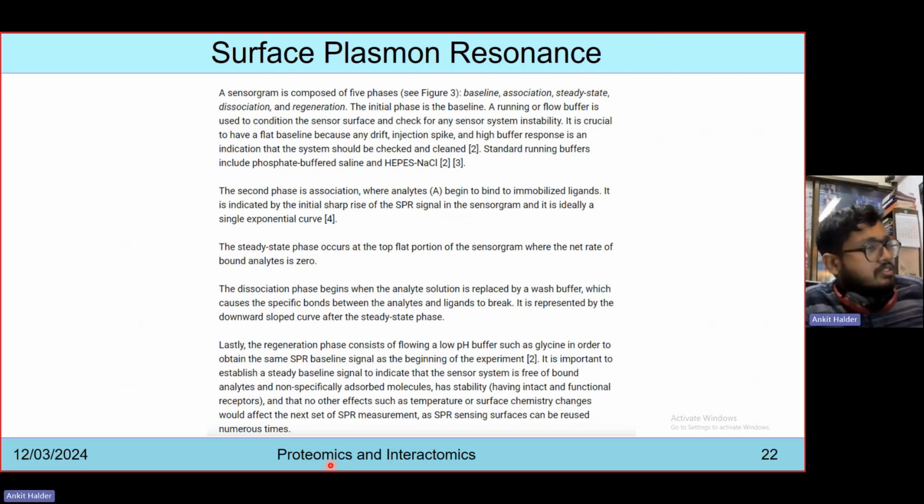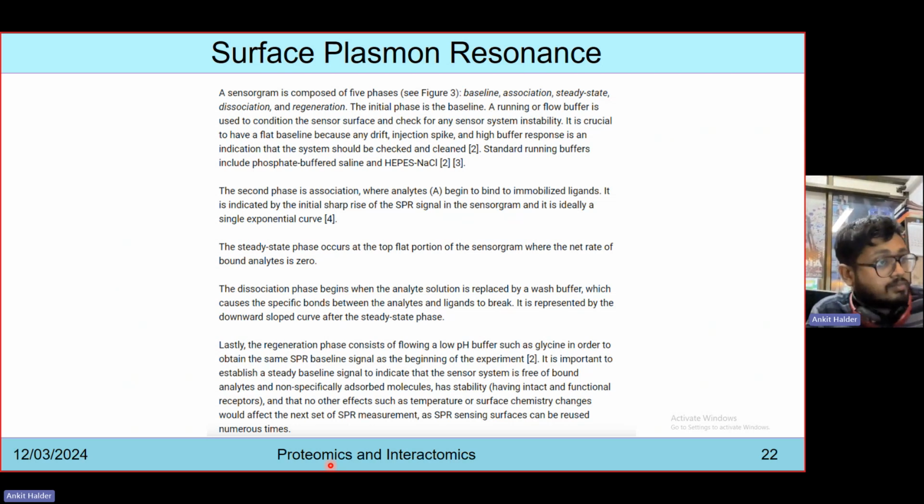A dissociation phase begins when the analyte solution is replaced by a wash buffer, which causes specific bonds between the analytes and the ligands to break. It is represented by the downward slope after the steady state phase. The regeneration phase uses low pH buffers such as glycine, in order to obtain the same SPR baseline signal as at the beginning of the experiment, removing the analytes.